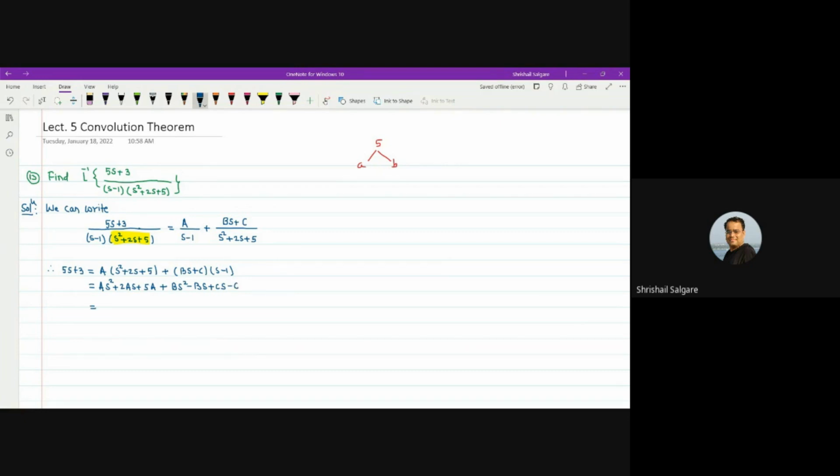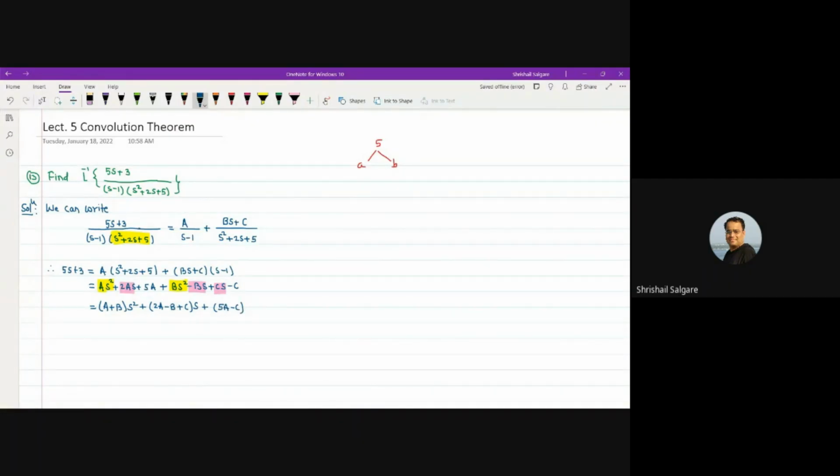So collecting similar terms: first, (A + B) into s², that is the terms of s² together. Plus the s terms, (2A − B + C) into s, means I am collecting the terms of s together. And the last one is 5A − C.